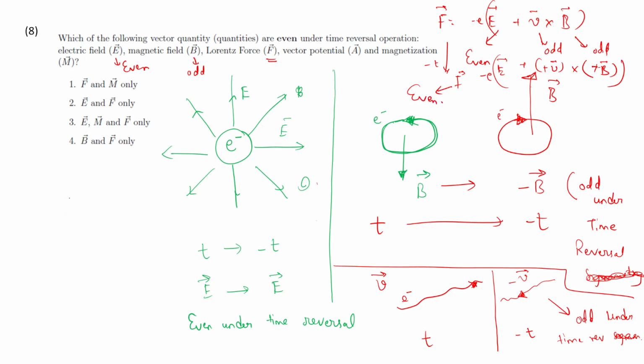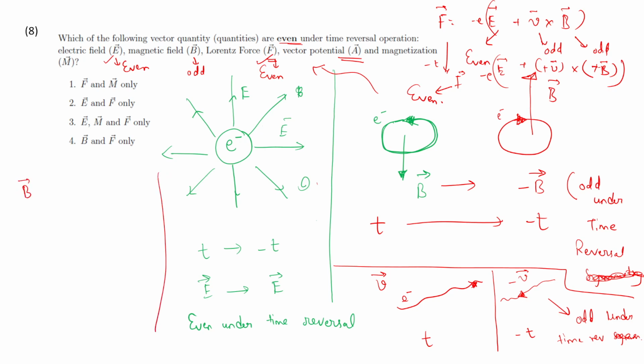I hope this point is clear. So which of the following vectors are even under time reversal symmetry? One of the even quantities is E, and F as well. What about A? Let us see about A.